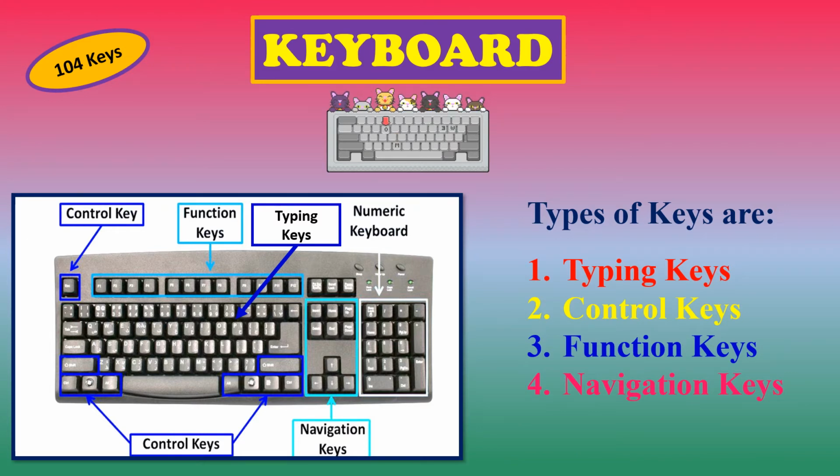Then we have the navigation keys. These keys are used for moving through the document. Like if we want to go up, we want to go down, so we use the navigation keys. And lastly we have the numeric keypad. The numeric keypad consists of the number keys from 0 to 9, and it also has the arithmetic operators plus, minus, multiply and divide symbols, and the decimal point is also there, and it is on the extreme right side of the keyboard. As you can see in this picture, numeric keypad is there in the extreme right side.